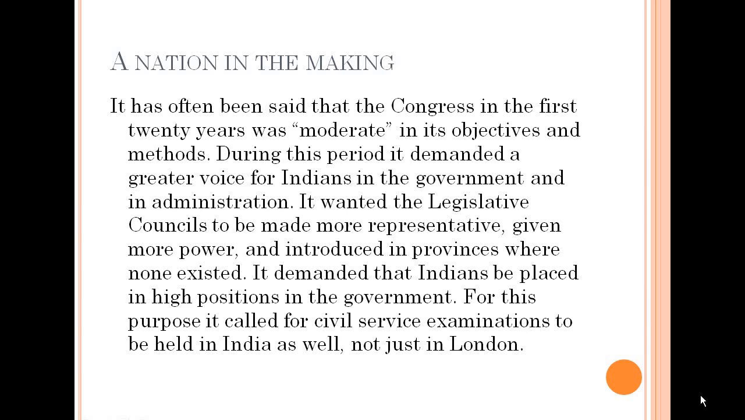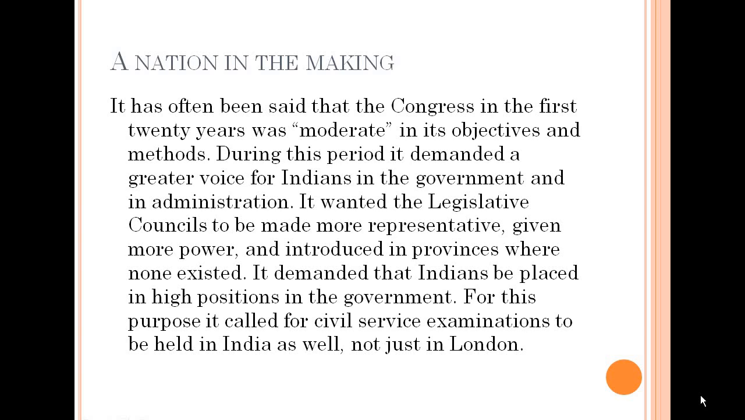It has often been said that the Congress in the first 20 years was moderate in its objectives and methods. Basically this was stated by the Congress party itself: in the starting of these 20 years, people were very much into it, and their objectives and methods were clear, that they wanted independence. But during this period, it demanded a greater voice for Indians in the government and in the administration too.